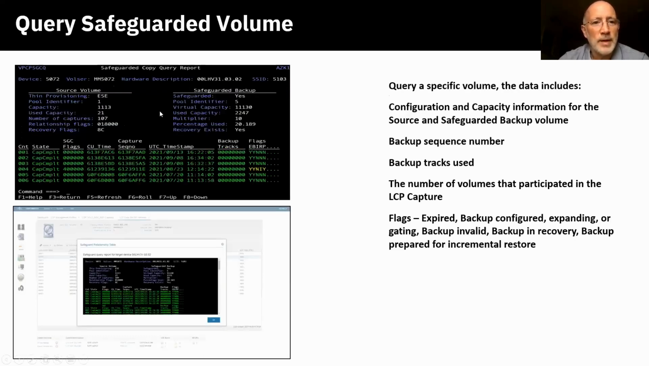You can query an individual volume to get a detailed view of all of the captures that exist for a volume. You can see which storage pool on the DS8K this backup volume is being provisioned via. You can see which storage pool on the DS8K the source volume is being provisioned via. You can see the capacity of the source is a mod 1. You can see that the virtual capacity of the backup volume is 10x, because it's 10 times the size of a mod 1. So you can see that the multiplier is 10. You can see how much of that capacity we're currently using in both real terms and in percentage terms.